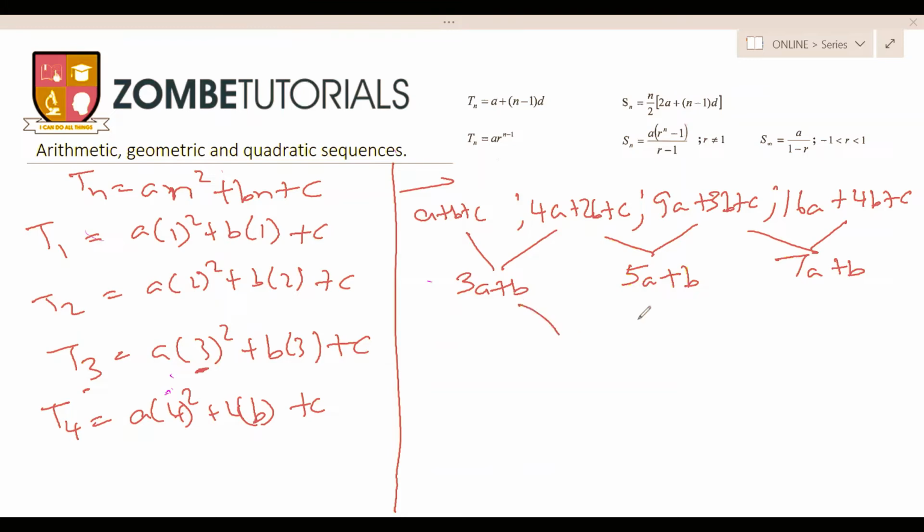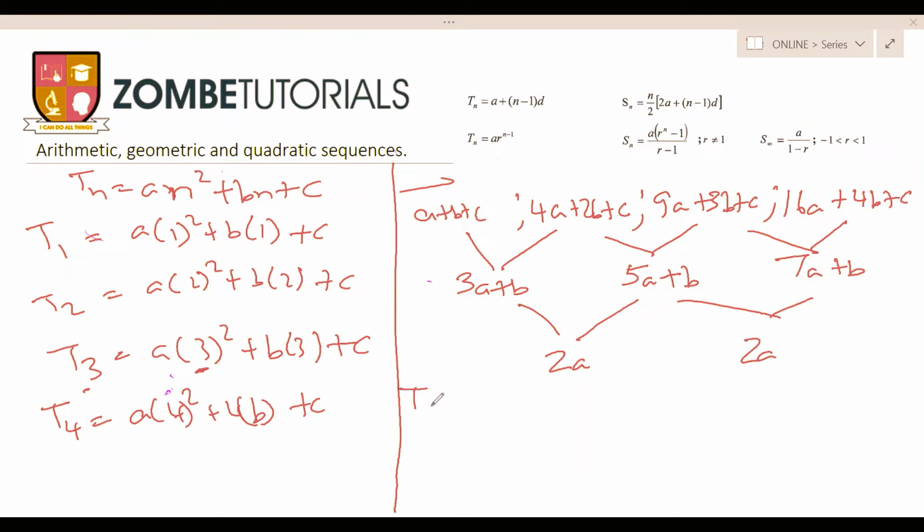And then for us to get the second difference, we now subtract these 2 terms again. And then we're going to have what? 5A minus 3A, we get 2A. And then B minus B, we get naught. And then here again, we got 7A minus 5A, we get 2A. B minus B, we get naught. So this is what we now have.